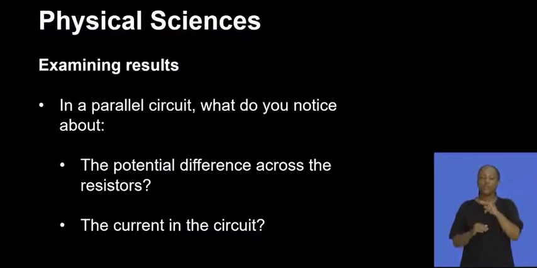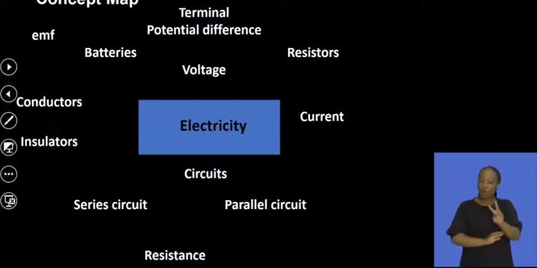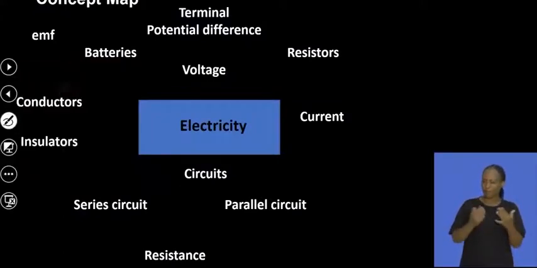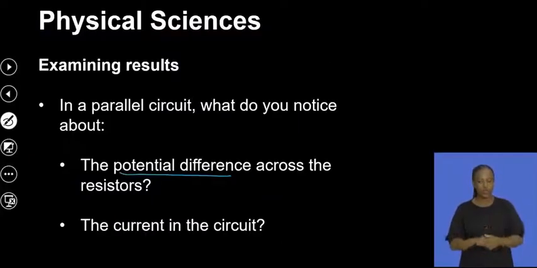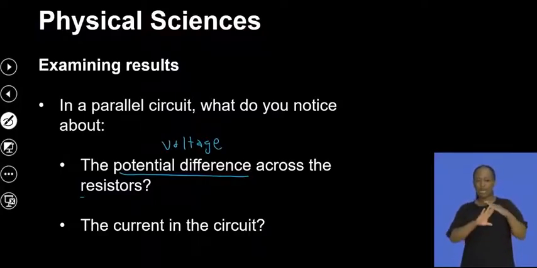It says here, in a parallel circuit, what do you notice about the potential difference, which is the voltage? So what do you notice about the potential difference, which is the voltage, across the resistors? Now we want to look at the voltage across each one of the two resistors.